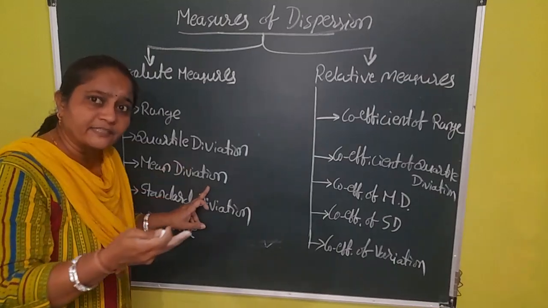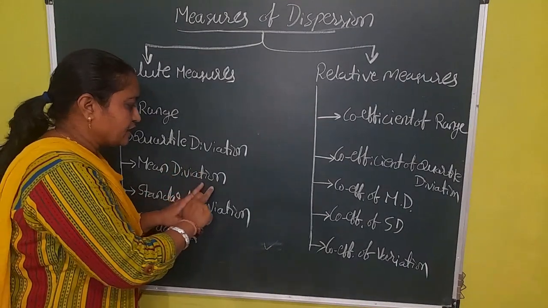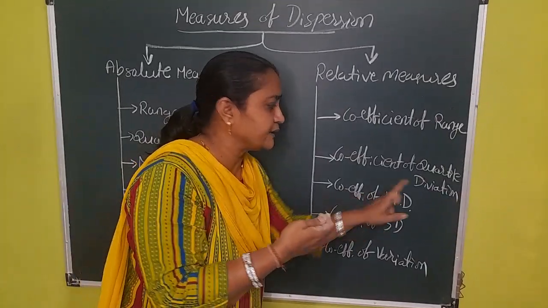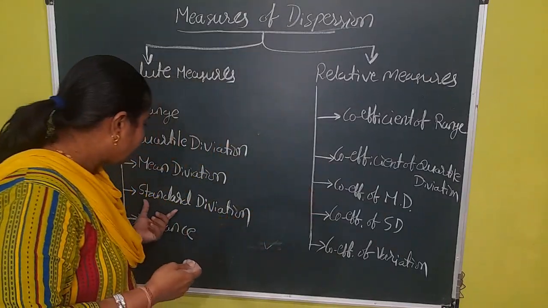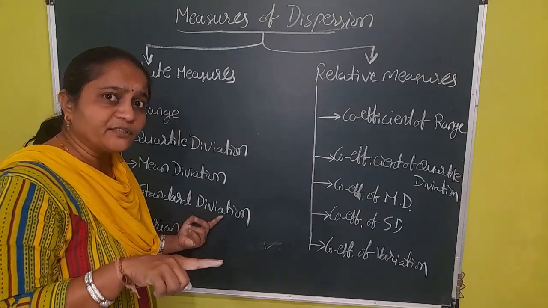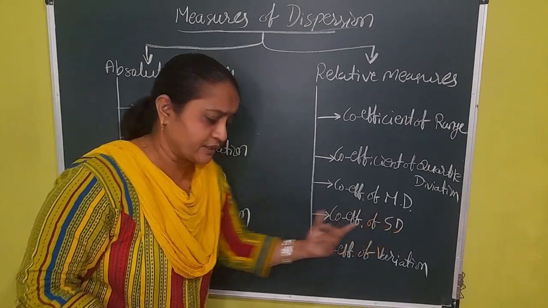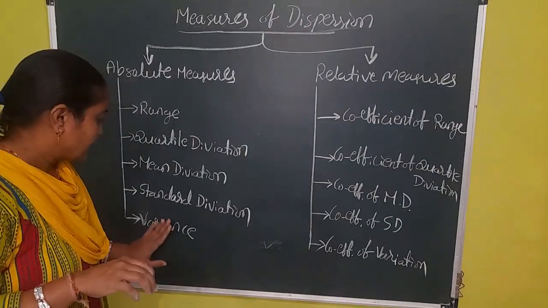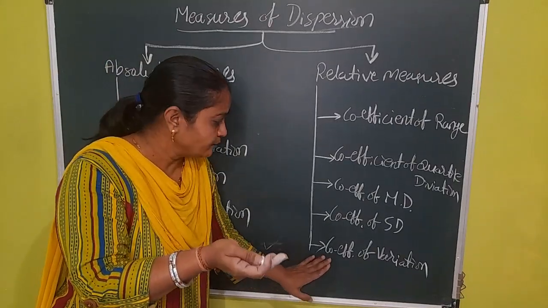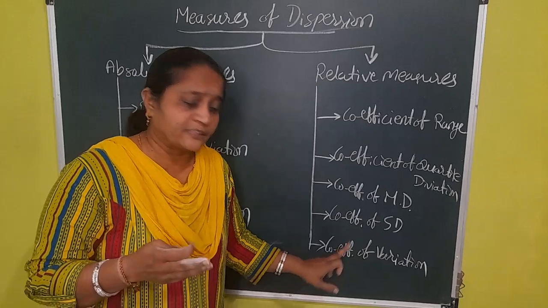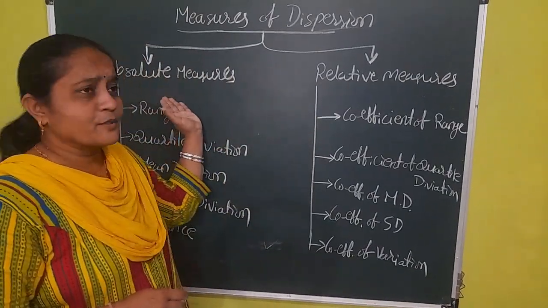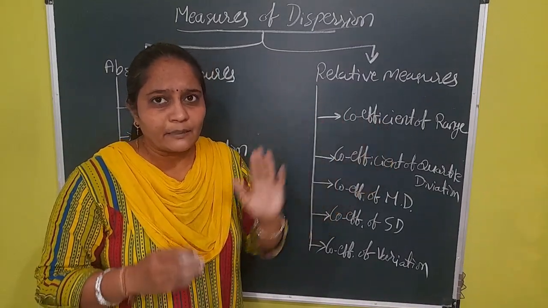Mean deviation comes under absolute measures and is expressed in units. Its relative form is called the coefficient of mean deviation. Like that, the relative measure corresponding to standard deviation is called the coefficient of standard deviation. And the relative measure corresponding to variance is called the coefficient of variation. These are all the absolute and relative measures.